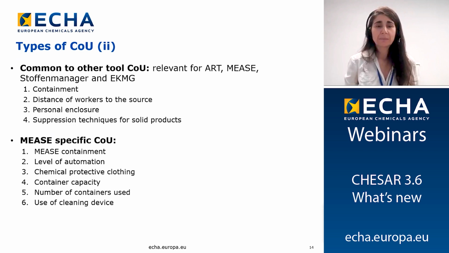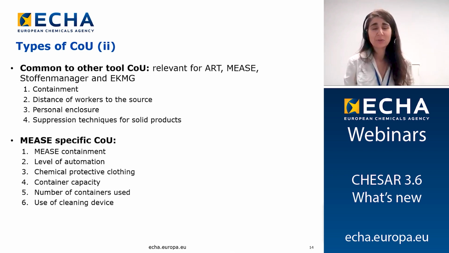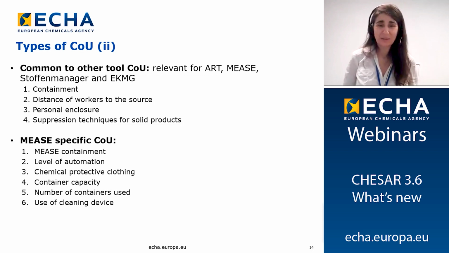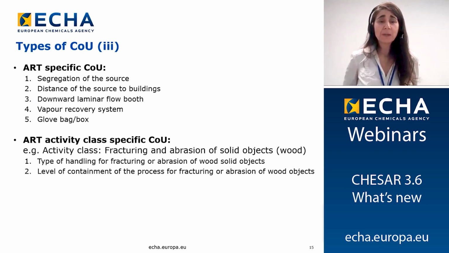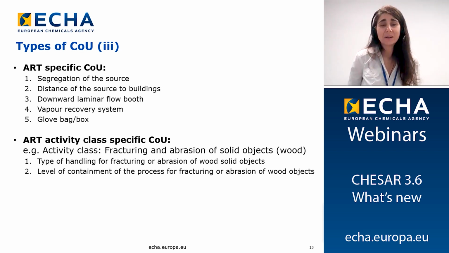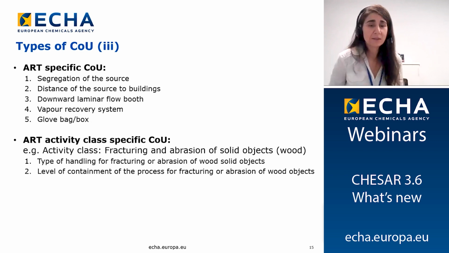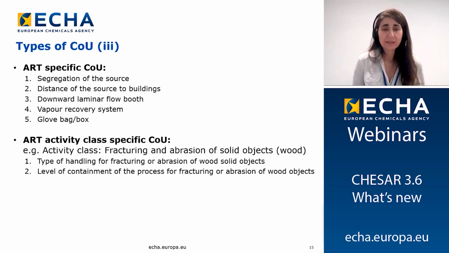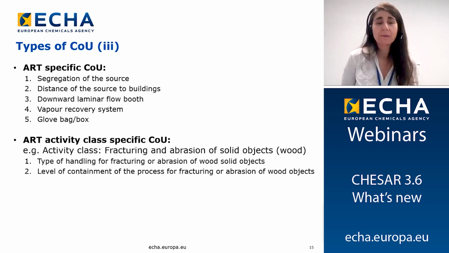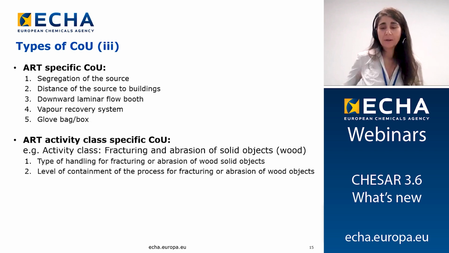The second list of conditions of use is the one common to the other tools, other than the ESETOC TRA, which means that they are relevant for ART, MEASE, Stoffenmanager, and EMKG. Then we have the MEASE specific conditions of use, and finally, the ART specific conditions of use. For those, we also have some specific conditions of use which are linked to the ART activity class. So in this case, as an example, we put the selection of the activity class fracturing and abrasion of solid objects, for which 2 additional conditions of use are added.